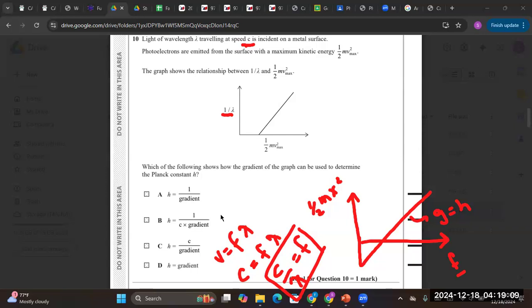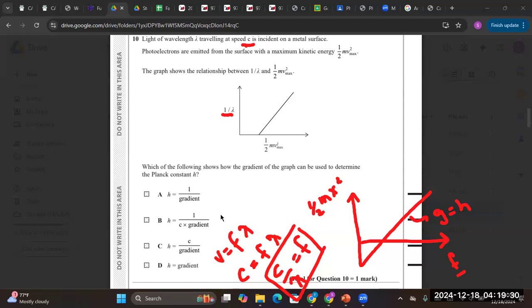So your frequency is equal to c upon lambda. Now, this is the same graph. This is exactly the same graph, but they have just taken the frequency, but instead of writing down frequency as f, they have related it to this concept, right?